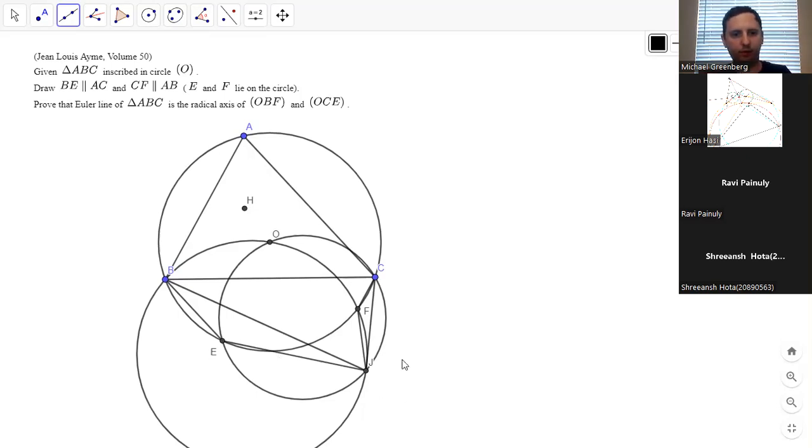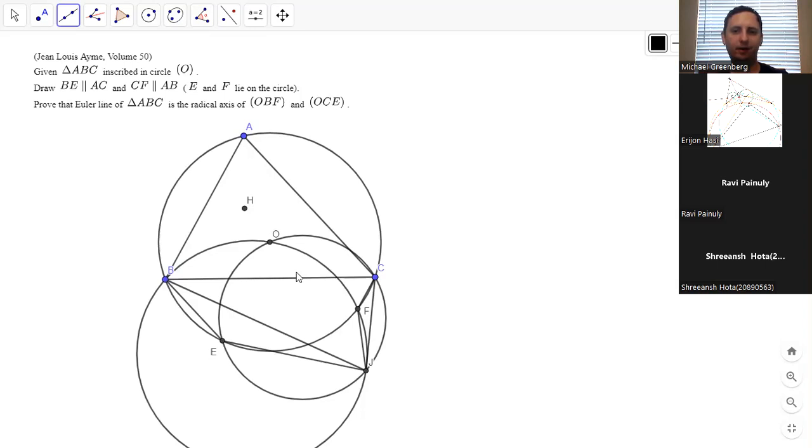So yeah, I wonder if we knew that these are similar, would that solve the problem? I still don't see how to use point H. Or do you know if there are any special properties of the Euler line? Yeah, I don't know any lemmas about the Euler line, so it's hard for me to say. But I know there must be some.